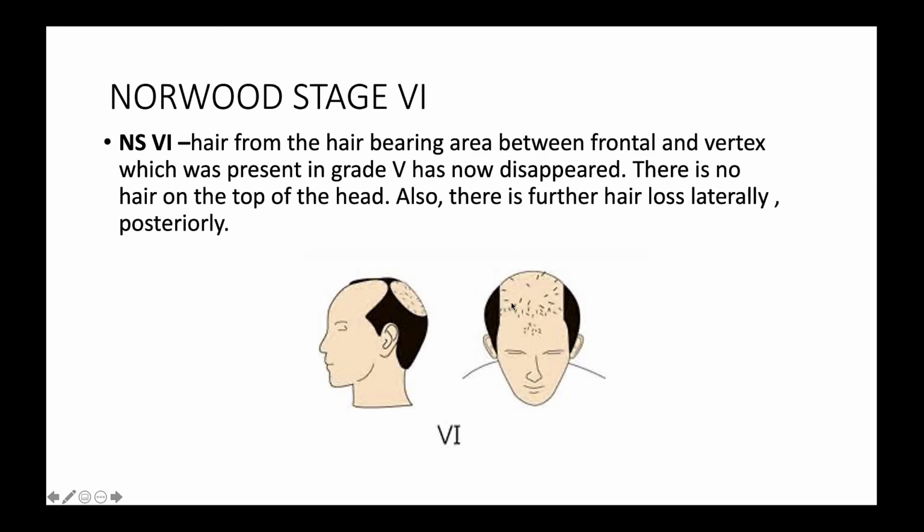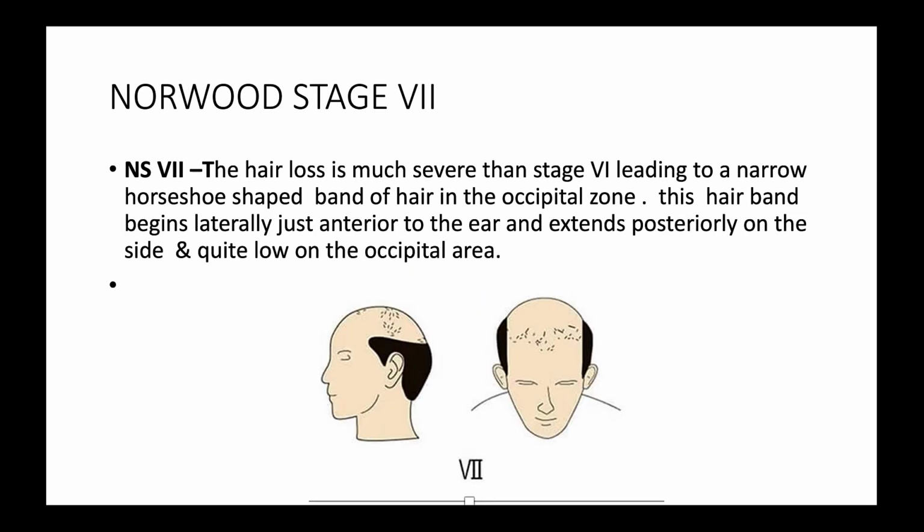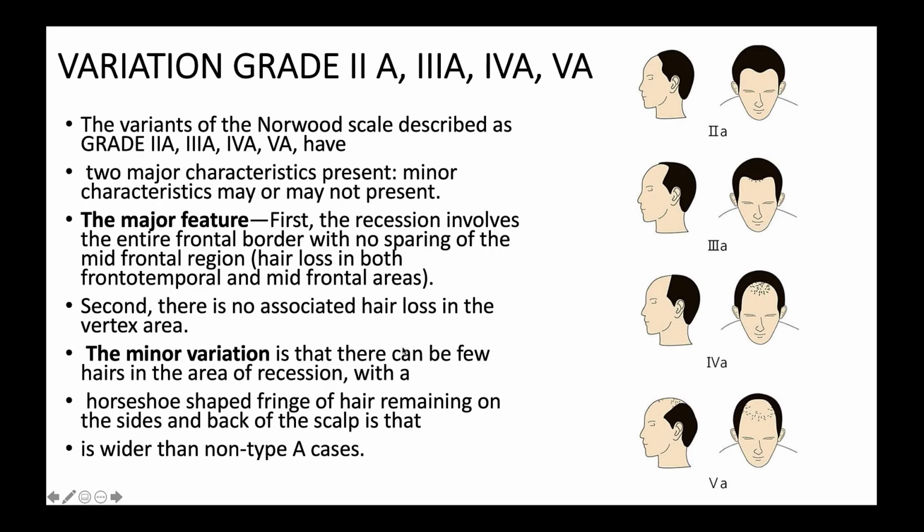This is stage 6. If it progresses further, it is called Norwood stage 7, in which there is further loss of hair, progression of baldness, and the temporal and occipital fringe also drops down, making it the highest grade of baldness, that is grade 7.